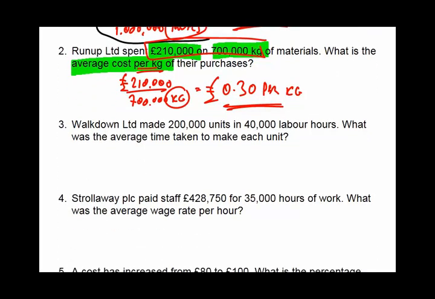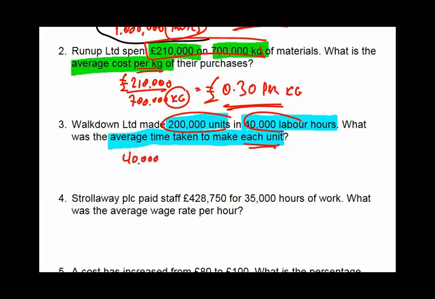Let's see if we can apply that logic to the third example. Walkdown Limited made 200,000 units in 40,000 labour hours. What was the average time taken to make each unit? So how many hours would be required per unit? Now if we're doing it per unit, for each unit, we're going to divide in this case the number of labour hours by the number of units. So put whatever it's per at the bottom of the calculation.